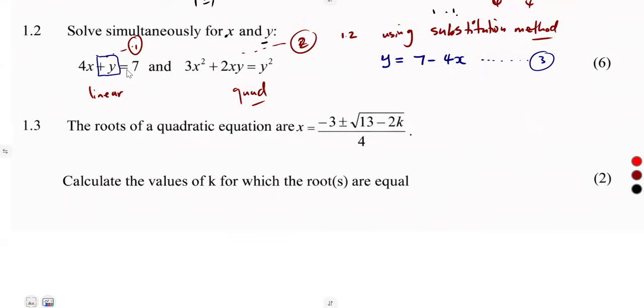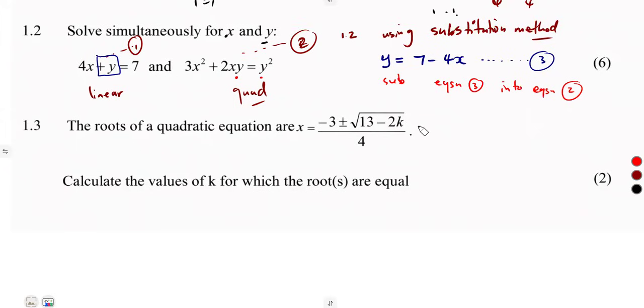From equation 1. So once you have got y as the subject, you are going to substitute that into another equation, meaning to say in equation 2. So you are going to substitute equation 3 into what? Equation 2. So that is in place of y, you're going to put what? 7 minus 4x in place of y, where there is y. So that is the condition.